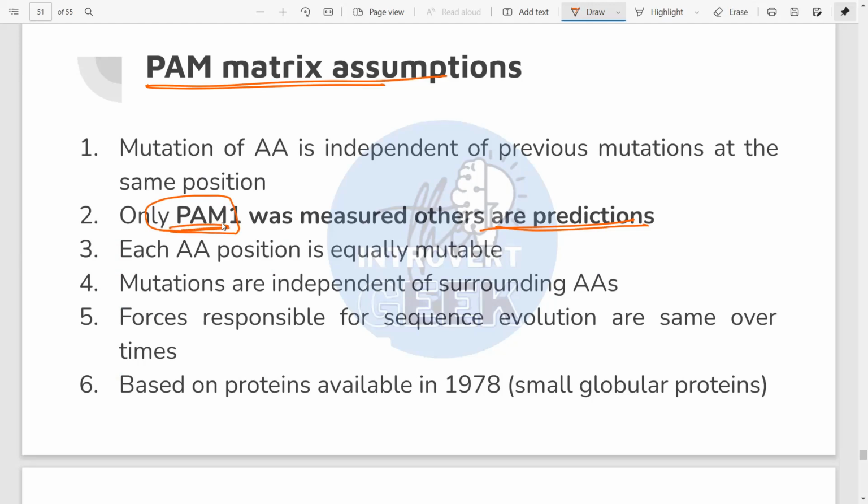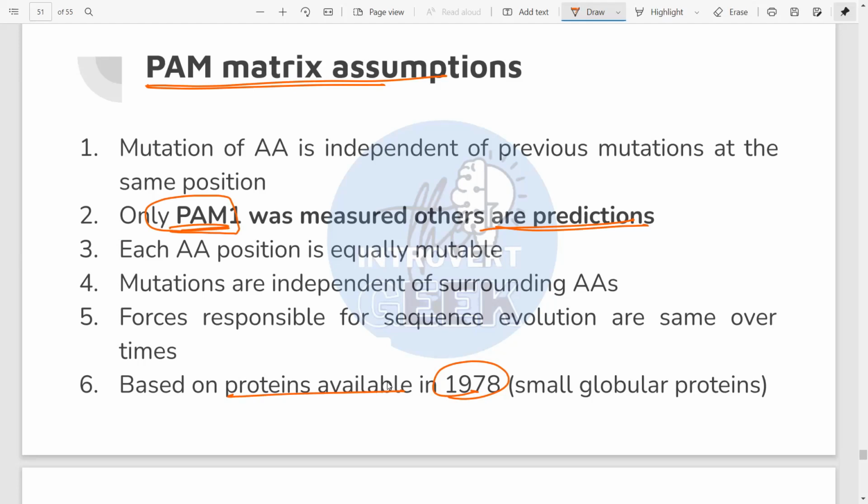These were based on predictions. When PAM 1 was formed, it was in 1970, for the proteins available up to 1978. So it was a very small set of proteins, and usually those proteins at that time were mostly globular.